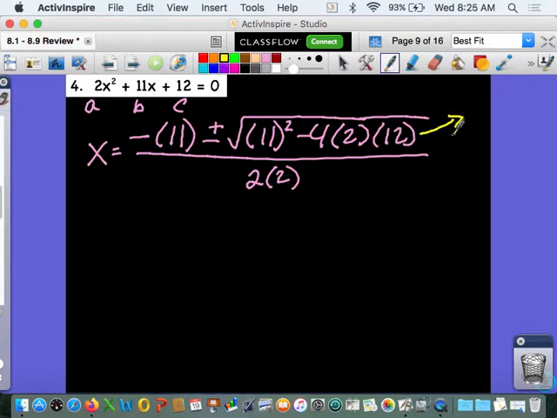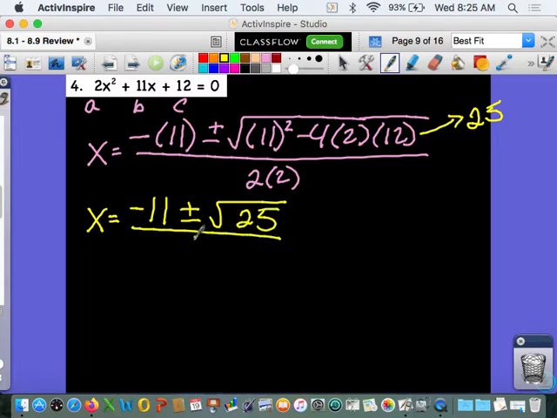25. Okay? That 25 tells us that how many roots? 2, because it's positive. Now what do I do? Rewrite. So negative 11 plus or minus the square root of 25, all over 4. If I have a number like 25, I know the square root of 25. Can I just rewrite this as negative 11 plus or minus 5 over 4? Yeah, you can. If you want to rewrite it that way, that's fine too.